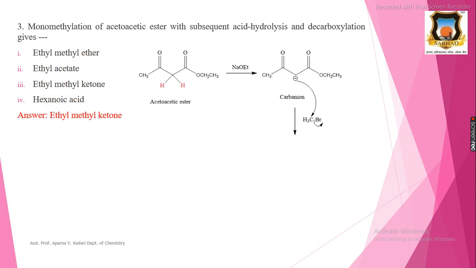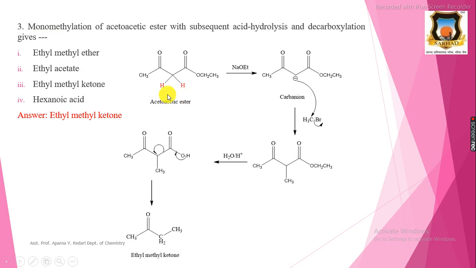In the reaction, this is acetoacetic ester. These hydrogens are highly acidic because they are flanked by two electron withdrawing carbonyl groups. They are easily abstracted by base and give carbanion. This carbanion is well stabilized by these two carbonyls. Then this carbanion attacks methyl bromide and the monomethylated product is formed. Then this product undergoes hydrolysis. This ester group is hydrolyzed to acid group. Then this acid group decarboxylates on heating and gives ethyl methyl ketone. Therefore, the correct answer is ethyl methyl ketone.